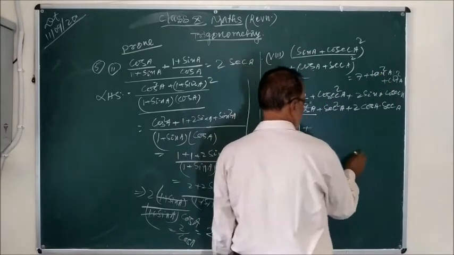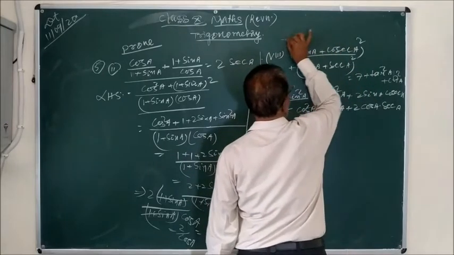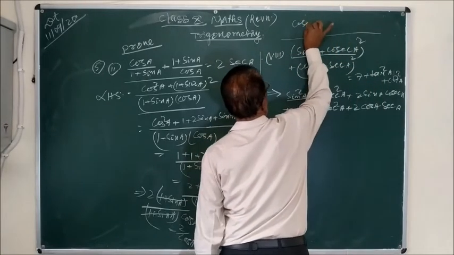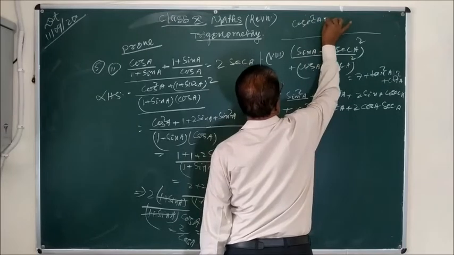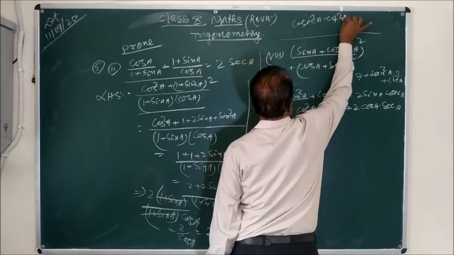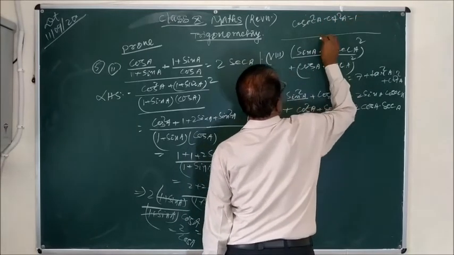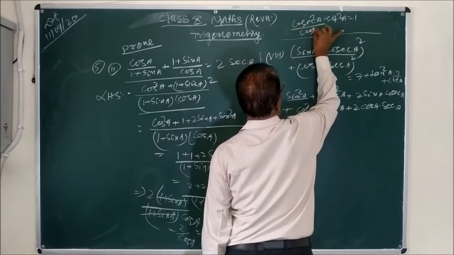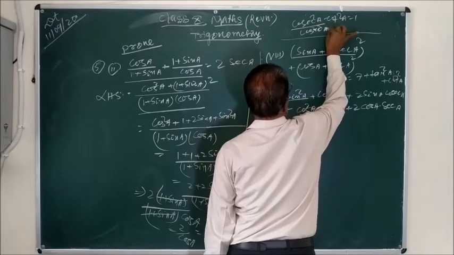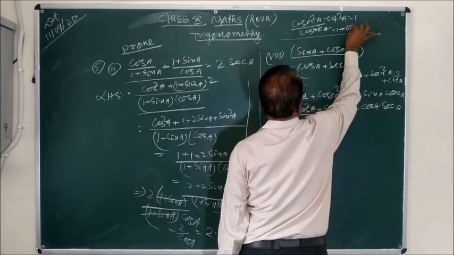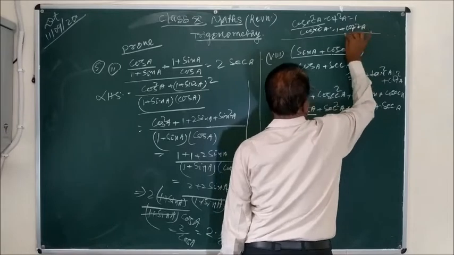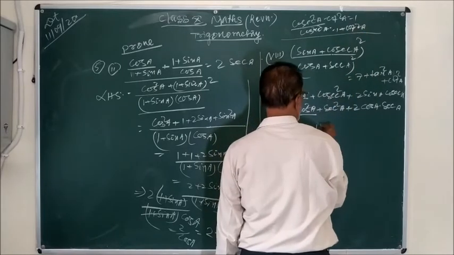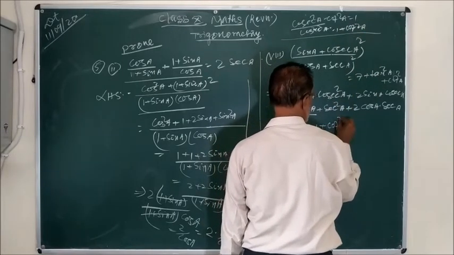तो cosec square का ये जो फॉर्मूला है कौन सा? Cosec square A minus cot square A is equal to 1. So 1 will be cosec square A. Cosec square A is equal to क्या हो जाएगा? So this will be 1 plus cot square A. So in place of cosec square you write 1 plus cot square A.